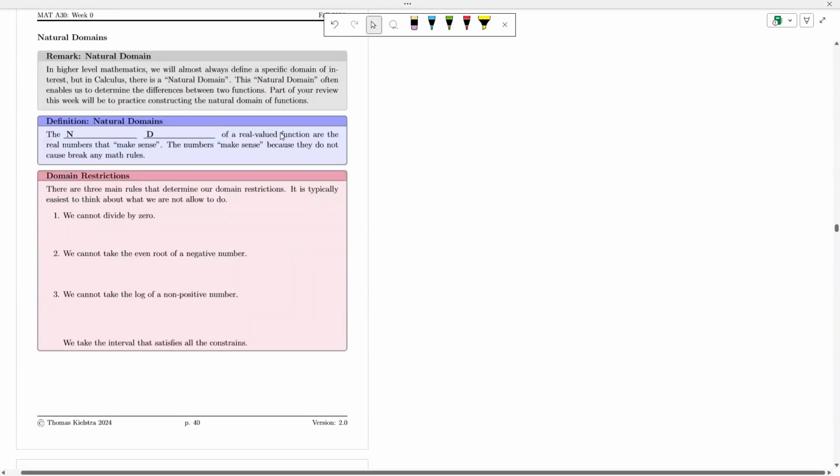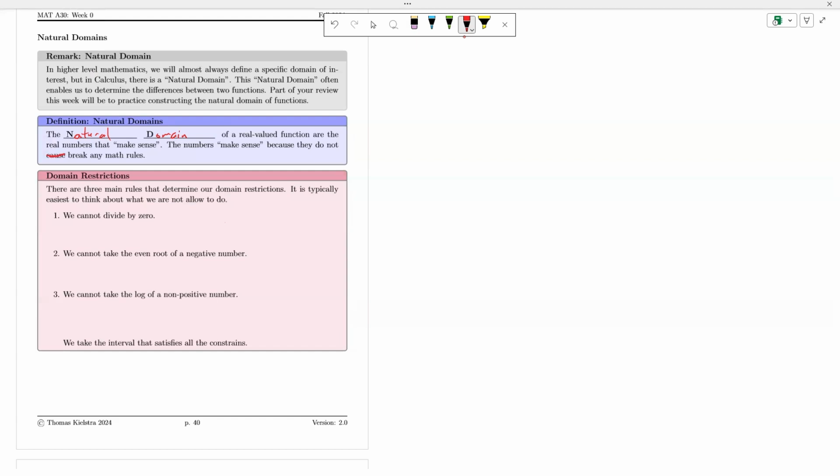Now, in higher level mathematics, when we are given a function, we're typically given a domain. The domain is typically specified. But in calculus, we often use the natural domain, or the domain that naturally arises. Now, what is this quote unquote natural domain? Well, the natural domain of a real valued function are the real numbers that make sense. And the numbers make sense because they do not break any math rules.